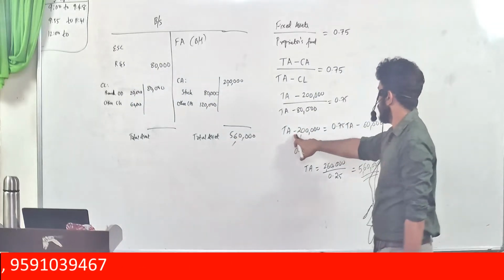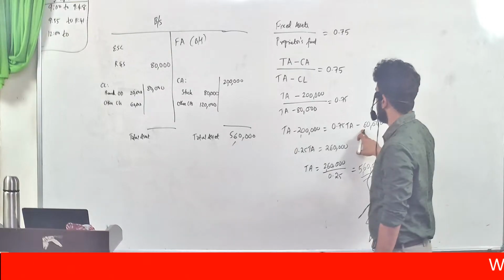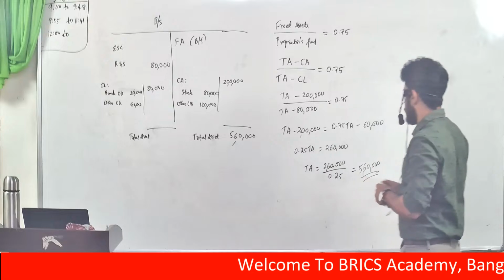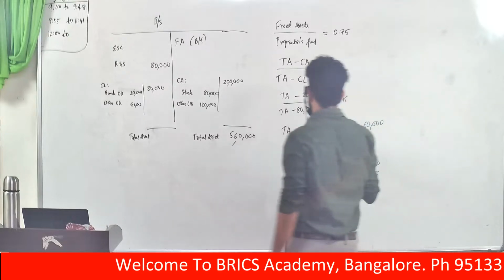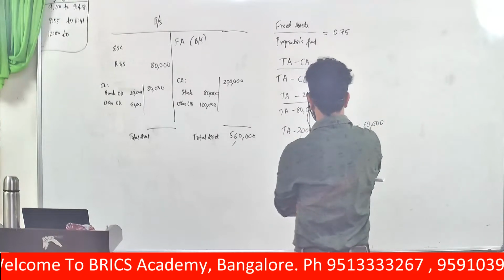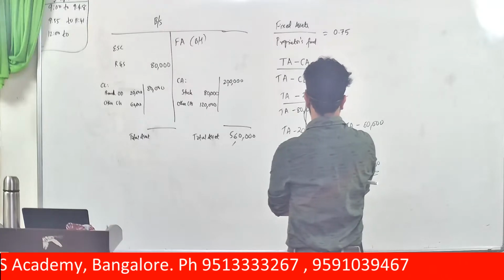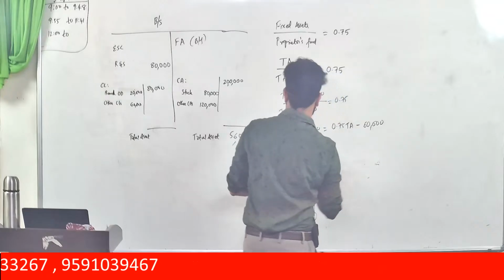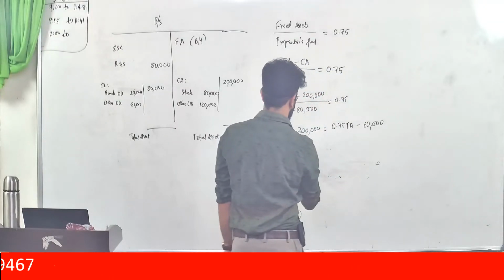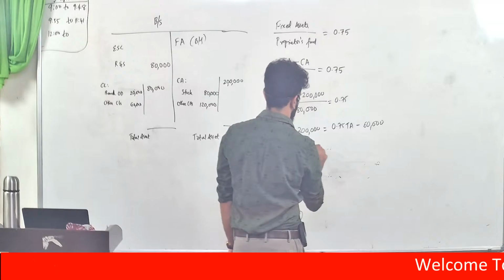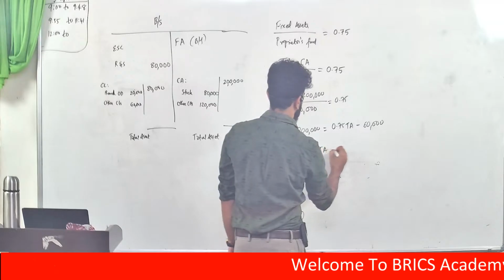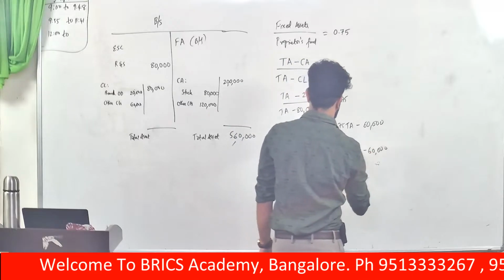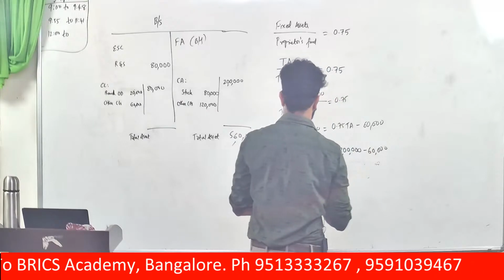This is minus. Okay, this is plus. But this is 1 lakh 40. TA minus 60,000. Okay. Wait, hold on. TA, this comes here, okay? TA minus 0.75 TA is equal to 2 lakh minus 60,000. This is correct? Sure? Okay.